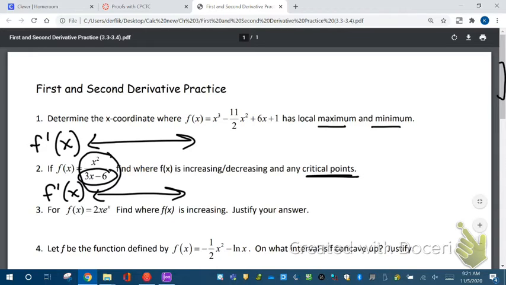All right, number 3, same, increasing. So you're going to do a first derivative sign chart. And also remember when you're dealing with e, e makes you happy because e is always positive. Positive, happy e.